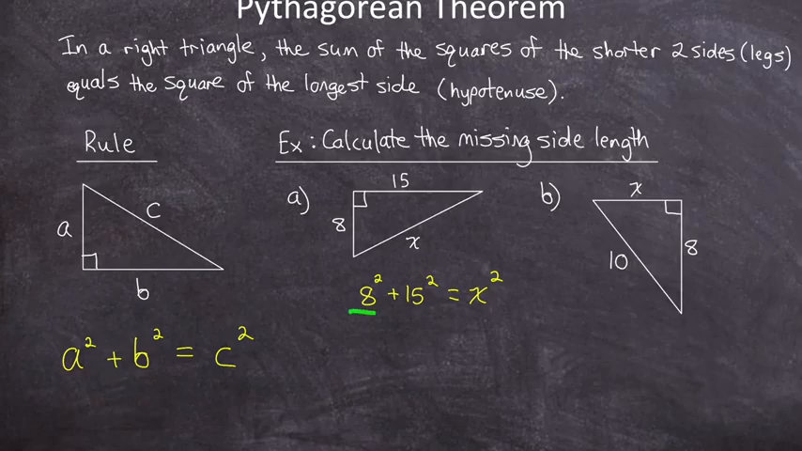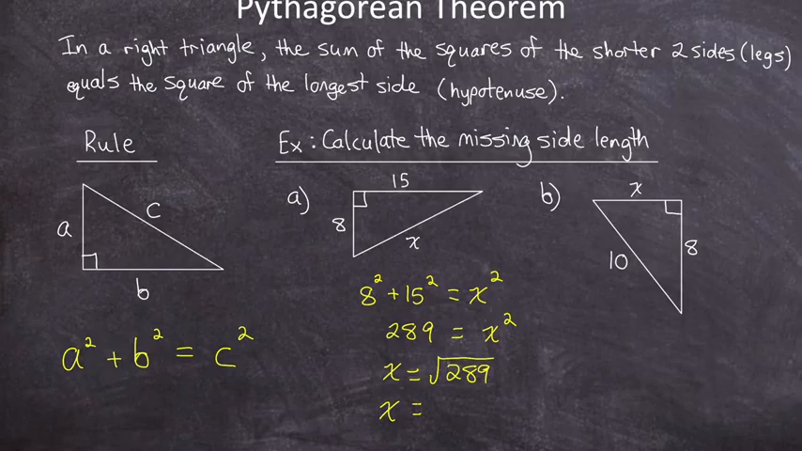If I do 64 plus 225, I get 289. And then if I want to know what value can I square to get 289, I just have to square root 289. So the value of x would be equal to the principal root of 289. And the square root of 289 is 17. So the length of side x is 17.